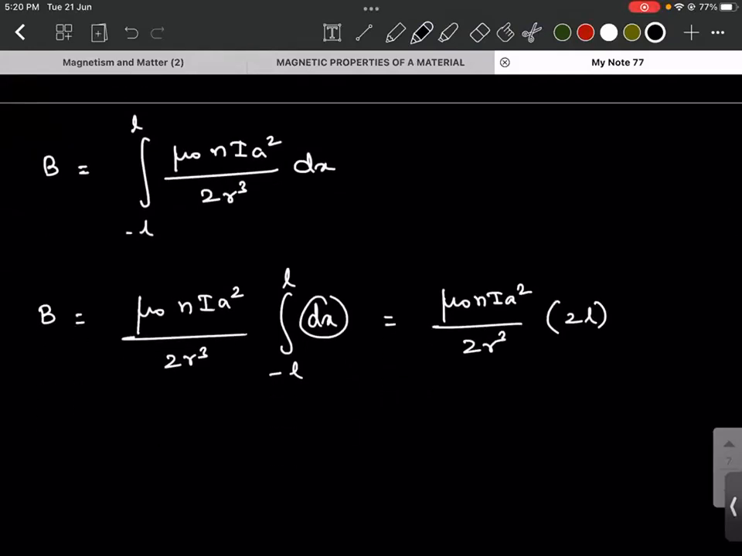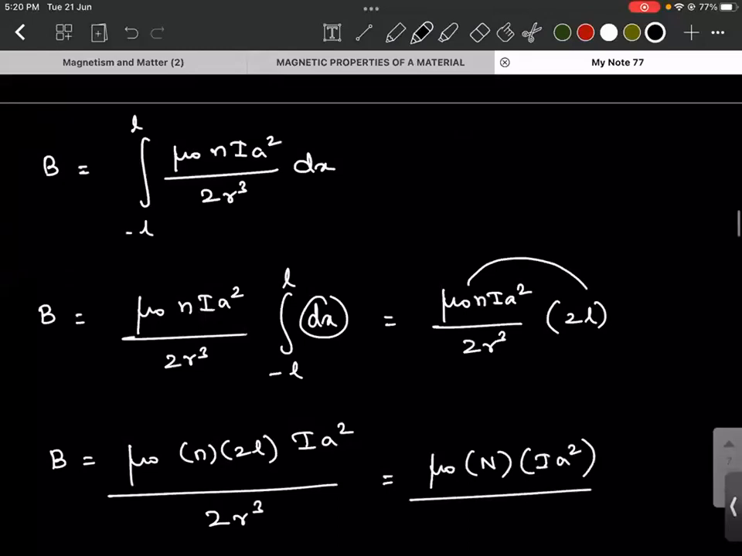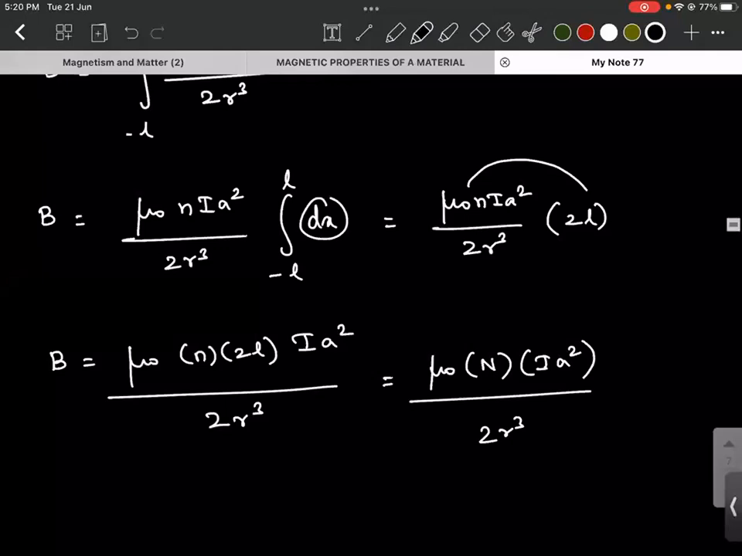Okay. Now listen. What is this small n into 2L? This is an important point. I want you all to concentrate. So B will be equal to mu naught into small n into 2L into I a square divided by 2r cube. Correct? So this will be equal to mu naught into capital N into I a square divided by 2 times r cube, since small n into 2L is equal to capital N.